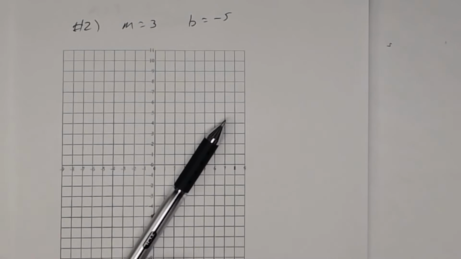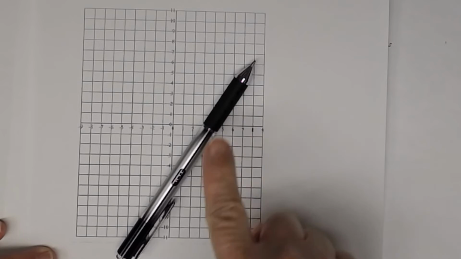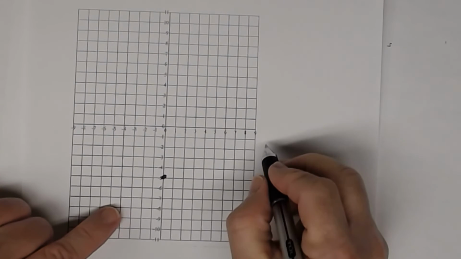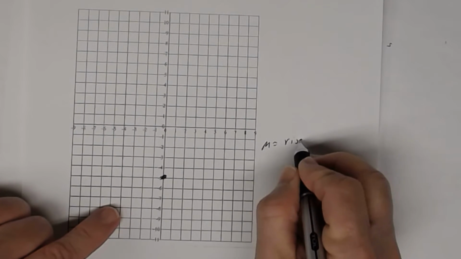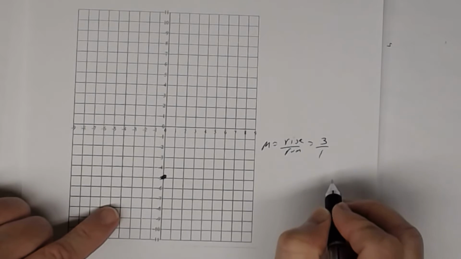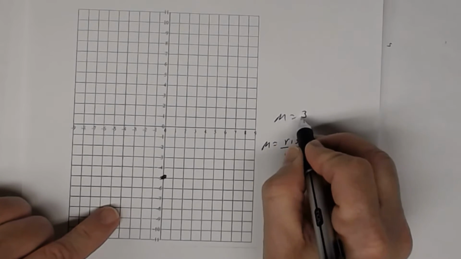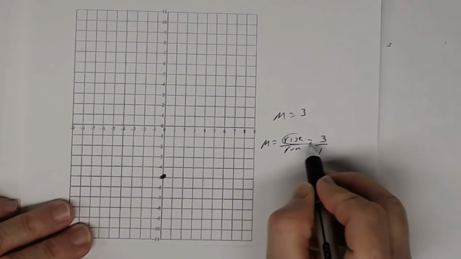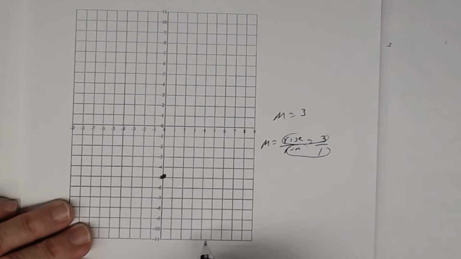Since the slope is positive, my line's going to rise. So the slope, remember, is rise over run. So that's 3 divided by 1, right? Slope is 3. So 3 divided by 1. So my rise is a positive 3, and my run's a positive 1.